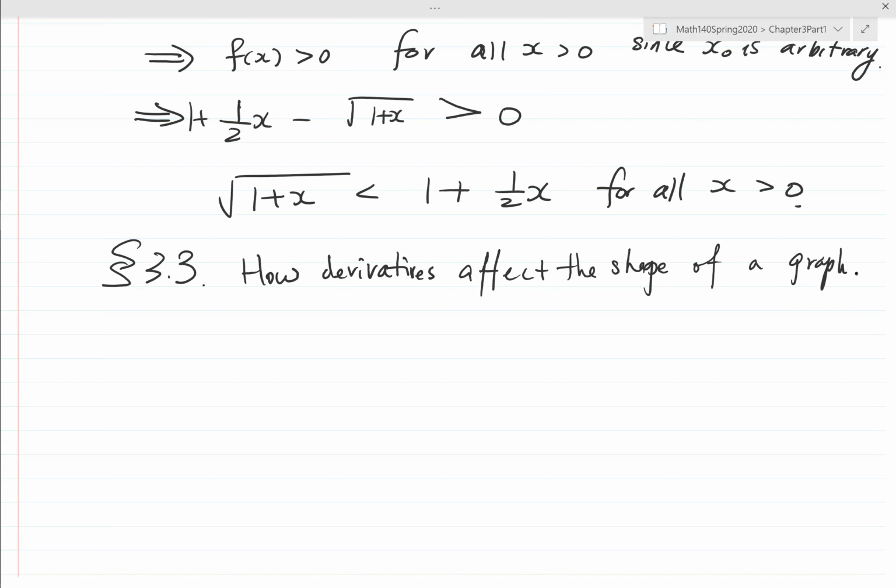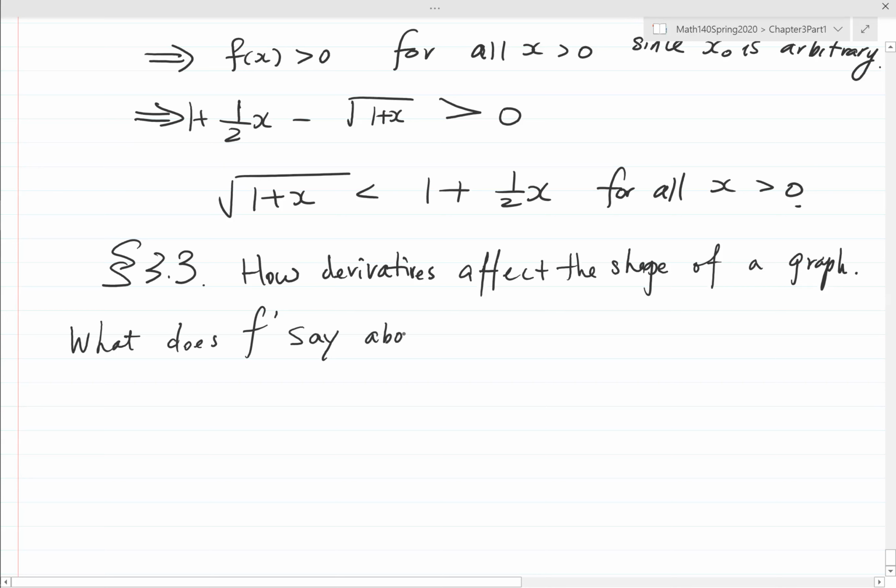One of the key things in calculus is that, given a function, we want to find its derivative and higher derivatives. Now, conversely, if we are given the derivative or higher derivative, what can we tell about the original function f? So the question is, what does f prime tell us about the function f?